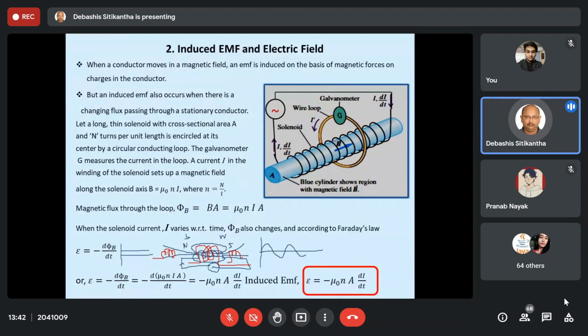Now, over this coil I have another coil or loop, and this loop is connected to a galvanometer. Actually it should not be connected to a galvanometer, because the galvanometer will show zero reading, since this is a varying current. So it is better to give it a voltmeter over here.